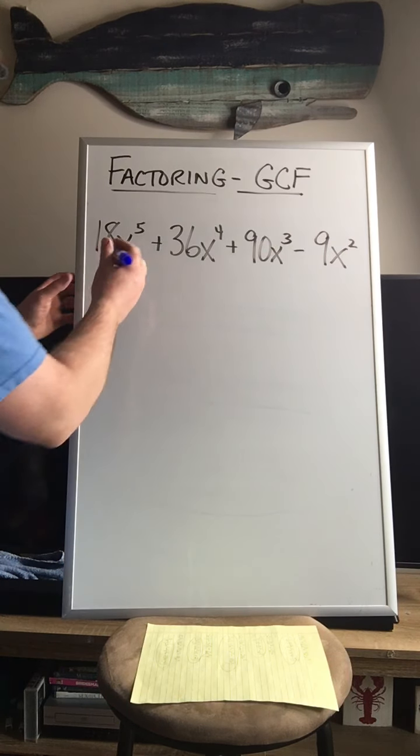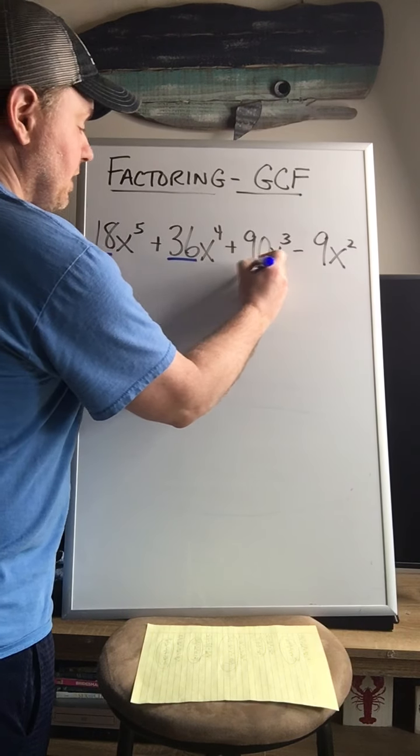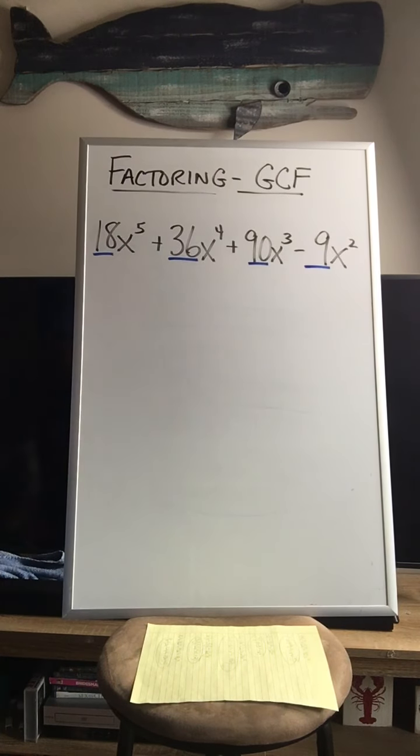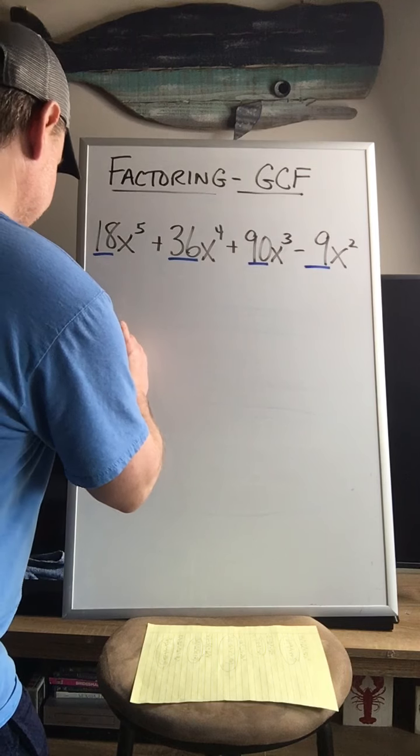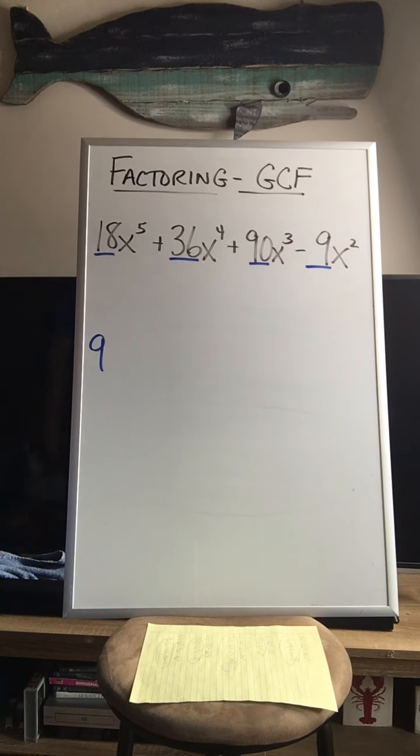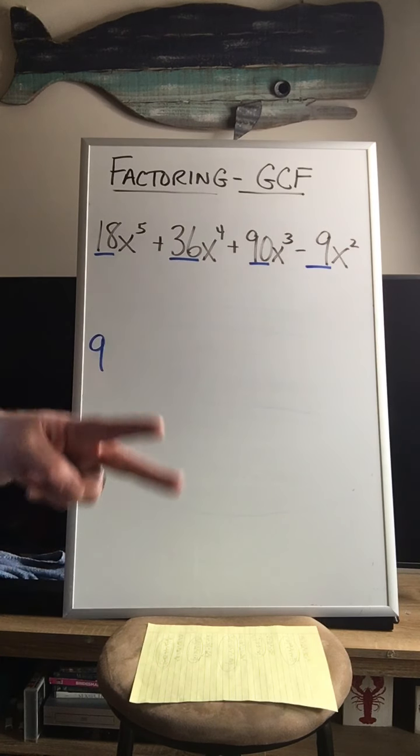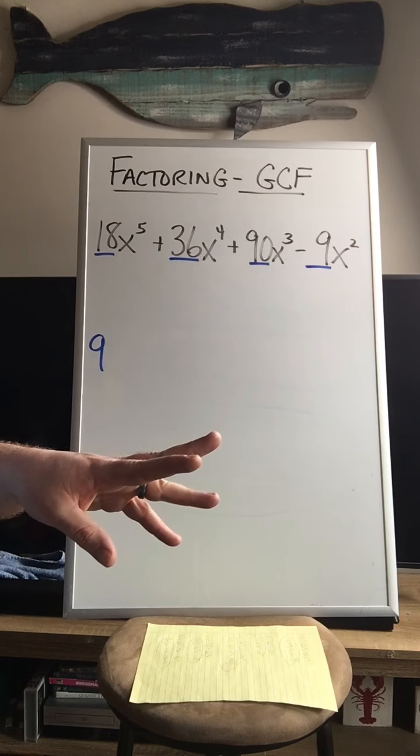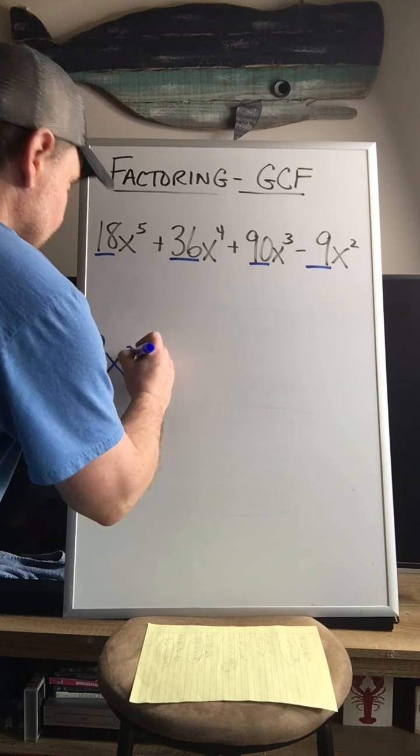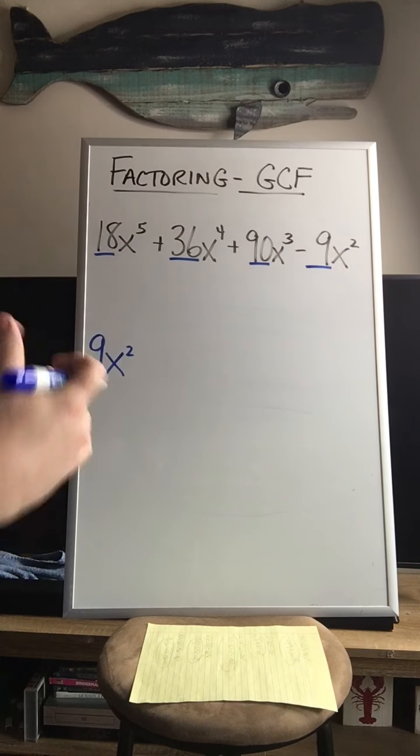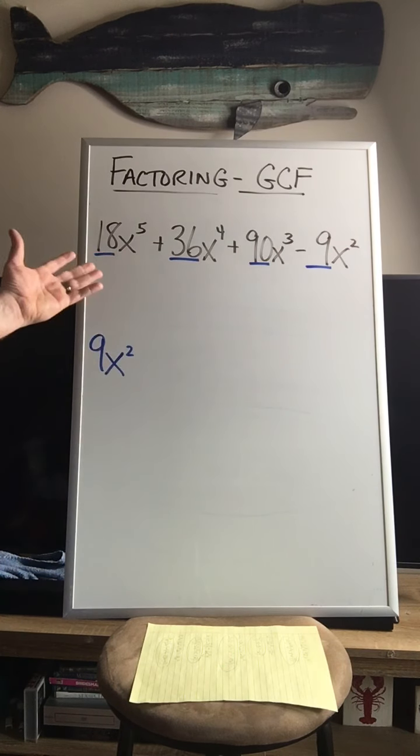Okay, so if we take a look at this, we have 18, 36, 90, and -9. What's the biggest number that will divide into all 4 of those numbers? It's 9, right? 9 goes into all of them. That's the biggest number that goes in all of them, 9. And how about with variables? X to the 5th, x to the 4th, x to the 3rd, x to the 2nd. They all have at least x to the 2nd, right? So you take out the x to the 2nd because that's the smallest number of variables that they have in common, right? They all have at least x to the 2nd, I should say, okay?